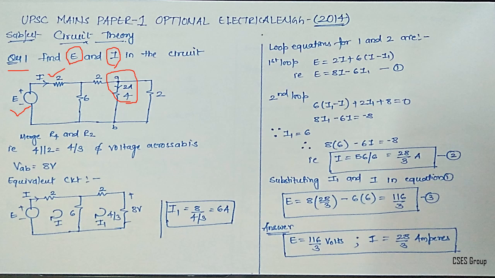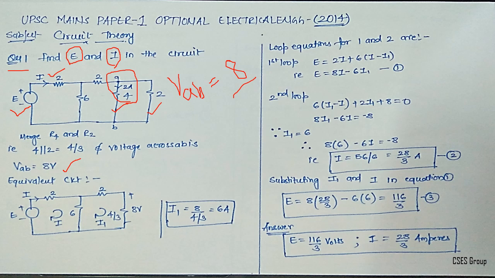So what we will do, we will merge this branch and this branch because these two are in parallel. Hence the voltage across 4 and voltage across 2 will both be the same, and the voltage across 4 can be easily identified as VAB is equal to 8. So the 4 ohm also has an 8 volt drop and the 2 ohm also has an 8 volt drop, right?